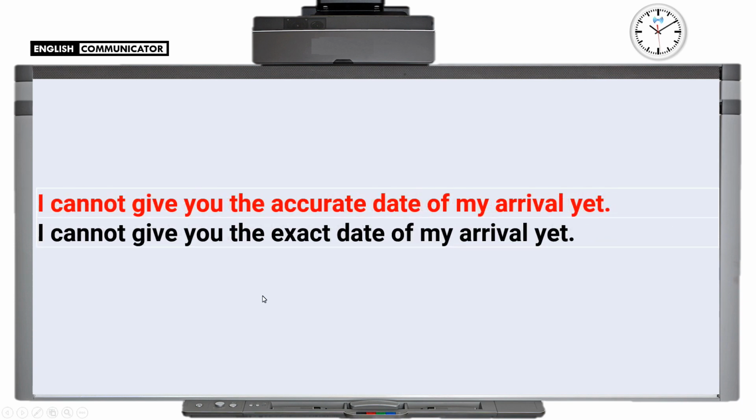I can't give you the accurate date of my arrival yet. What's wrong here? Why can't you give me? Because I can't, or I cannot give you the exact date of my arrival. Not accurate date of arrival, exact date of arrival. That's a little bit different. But sometimes in fluency we forget and we just speak a wrong sentence. So exact date, not accurate date.